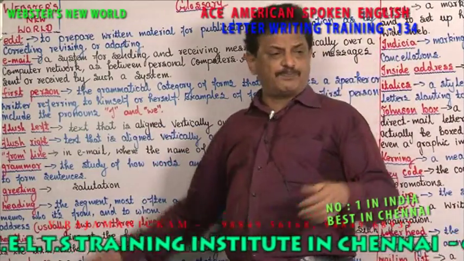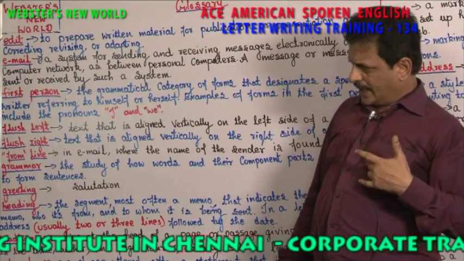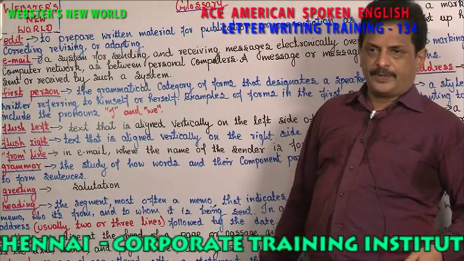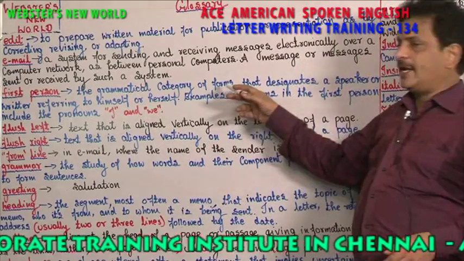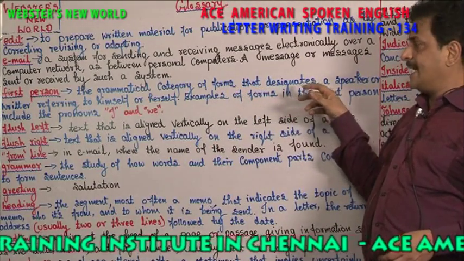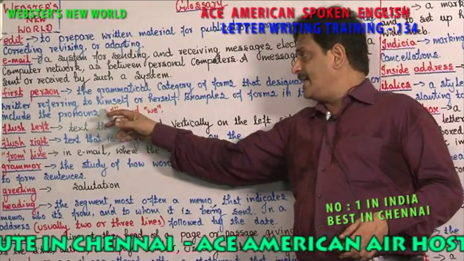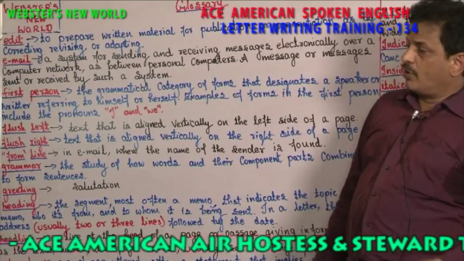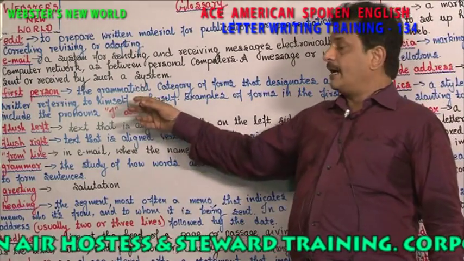What do you mean by first person, sir? I. First person is I. We. It's all first person, right? Speaking about oneself is called first person: the grammatical category of forms that designates a speaker or writer referring to himself or herself. It may be a boy or a girl speaking about himself. It is called first person.